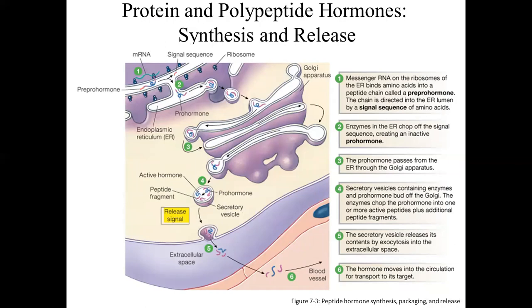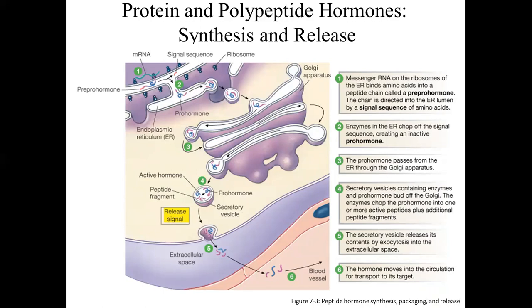So the first step is transcription, from the genetic part of the DNA to messenger RNA. Then messenger RNA migrates to the rough endoplasmic reticulum to produce pre-prohormone, and then translation of pre-prohormone in the ribosomes into the prohormones.